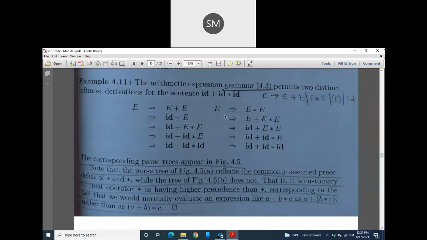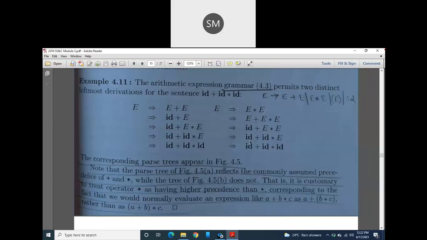One more method is there. Same thing here. In the first example, E was yielding E plus E, but in the second example, instead of taking this E plus E, I take E star E. Then what happens? E star E, then I keep this first E as E plus E now. I replace this E as E plus E, and star as it is, and this capital E as it is. Now, again I am applying leftmost derivation, surely. And here this E is replaced by ID, and this E I am keeping as it is, and this star E is as it is.